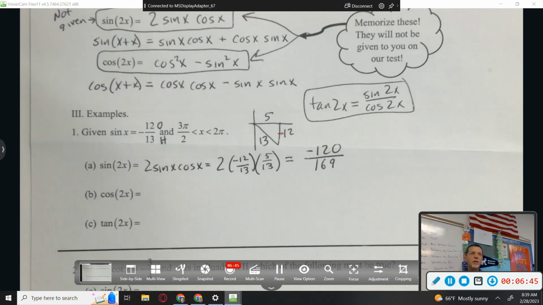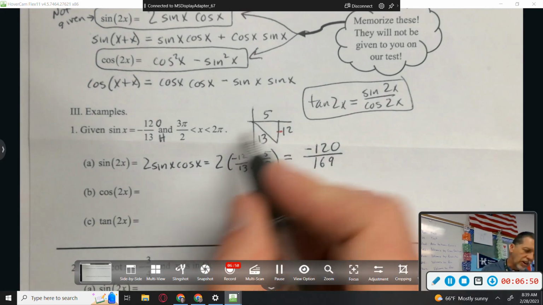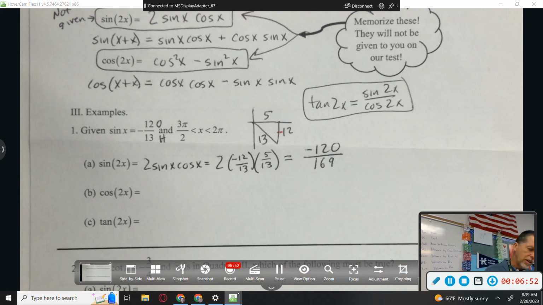Draw the picture, plug in the formula, be careful with the algebra. Sort of the same story as yesterday. Draw the picture, use the formula, be careful with the algebra.